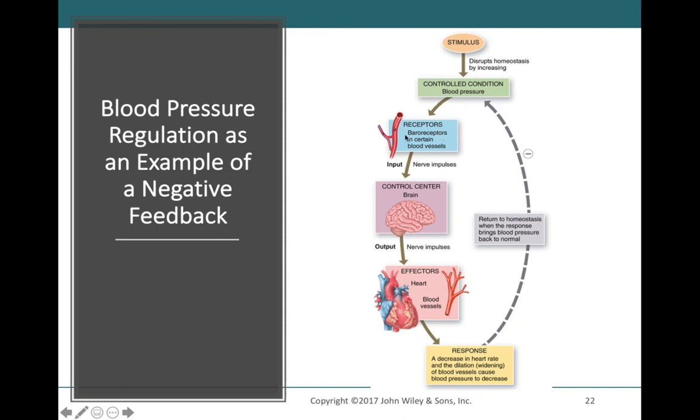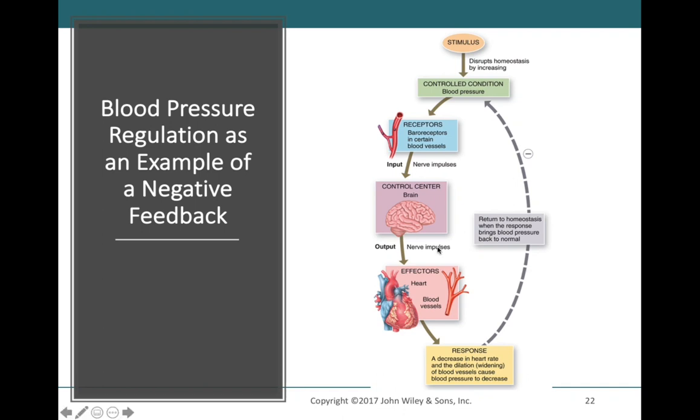Specific receptors that are found in our blood vessels are known as baroreceptors. This is just a type of specific receptor we have. These are going to be monitoring the condition that we are looking at here. These baroreceptors are going to be able to sense that blood pressure has increased. They are going to relay that signal up to the brain and tell the brain, hey, the blood pressure has increased. We need to decrease this blood pressure.